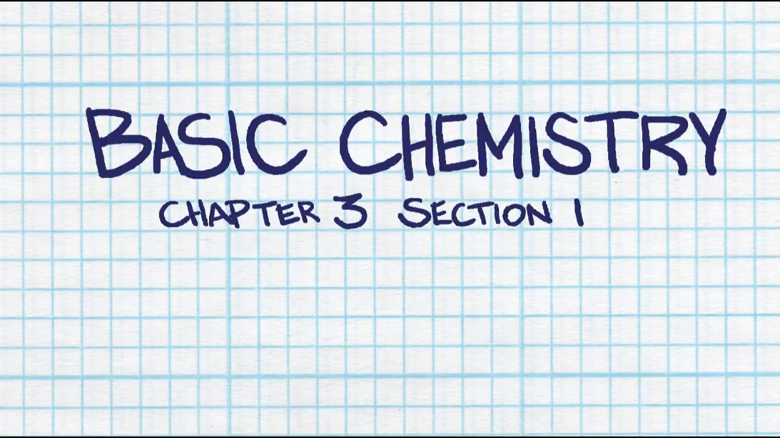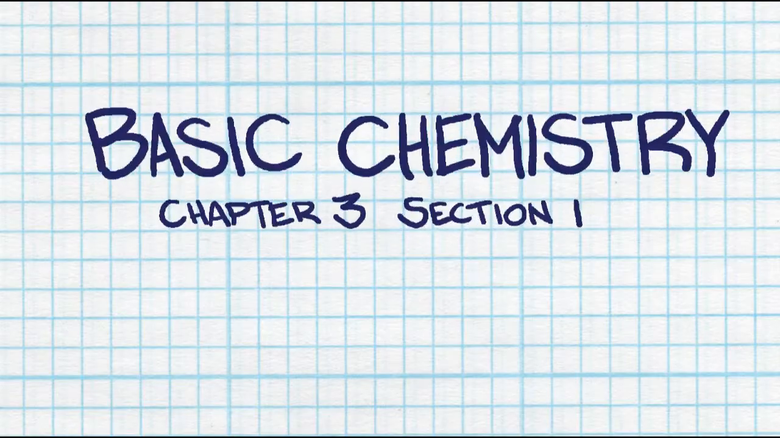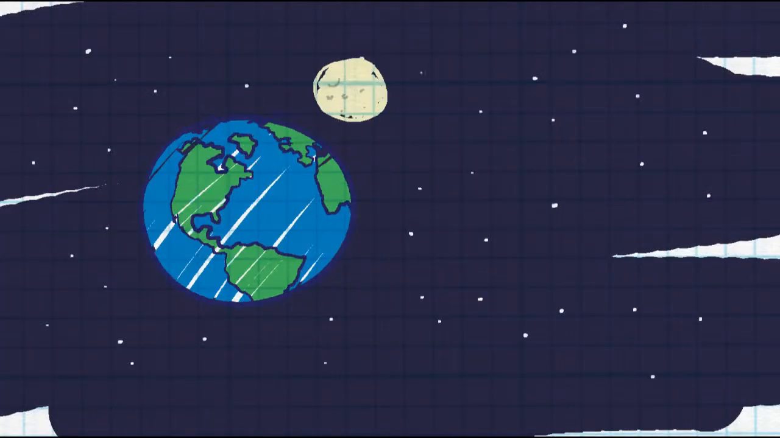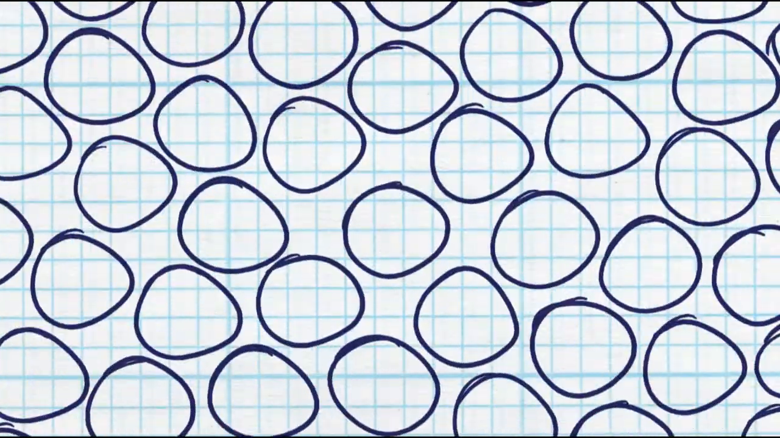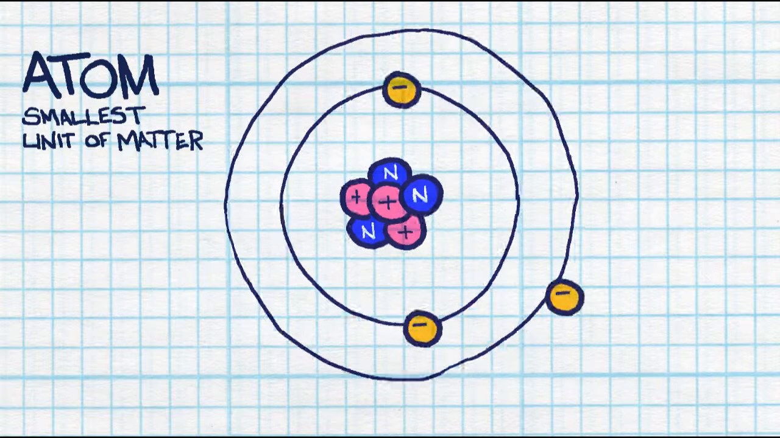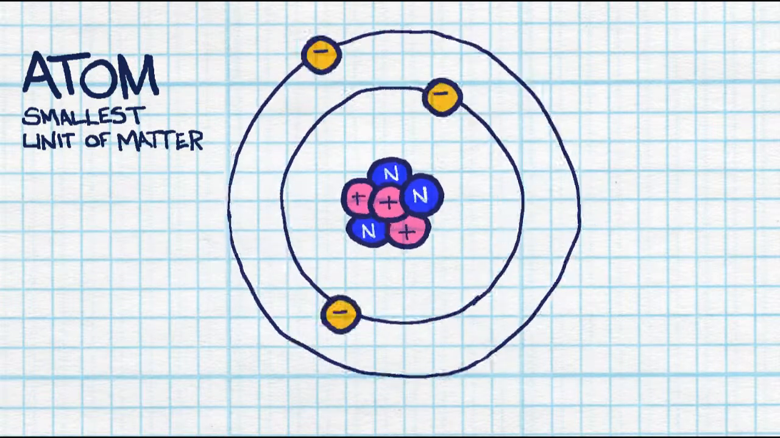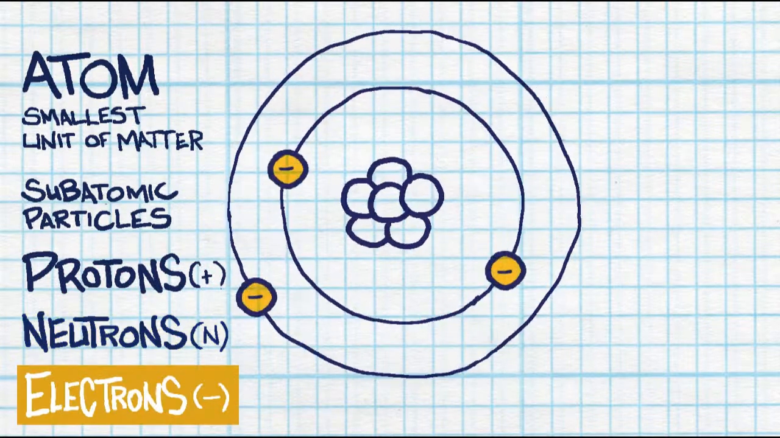Hey guys, here's a quick review of the basic chemistry you learned in Chapter 3, Section 1. Everything on planet Earth and in outer space is composed of matter. And matter has smaller elements made up of it called atoms. An atom is going to be the smallest bit of any matter that exists. These atoms are then made up of other subatomic particles called protons, neutrons, and electrons.